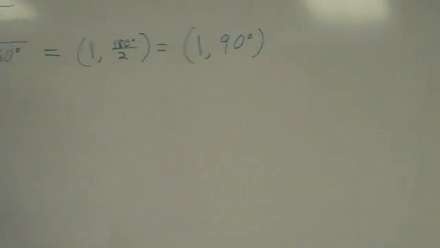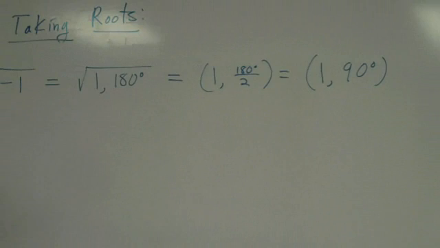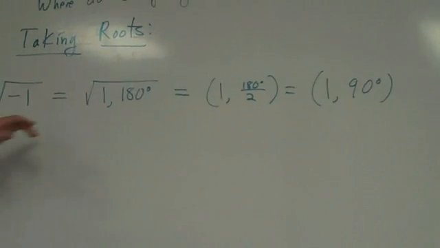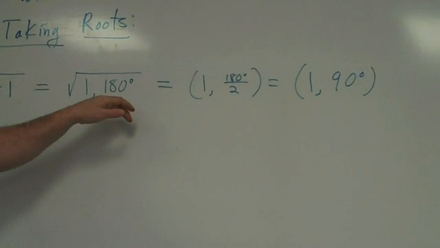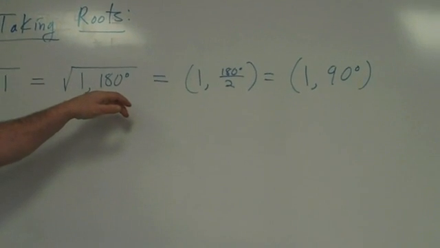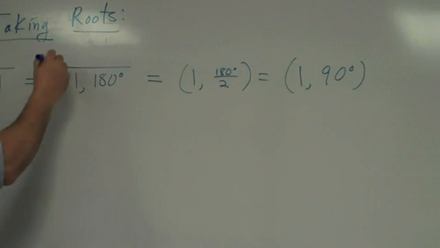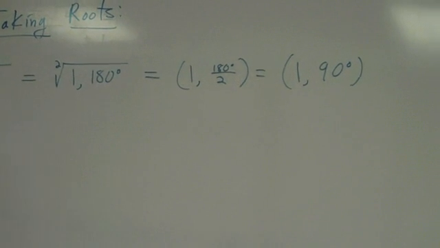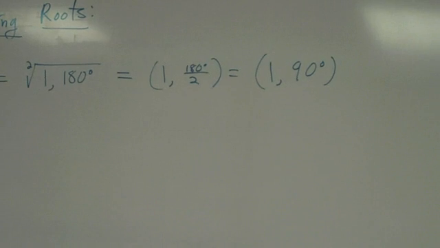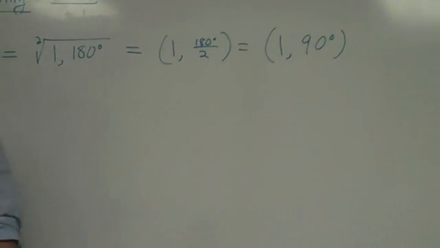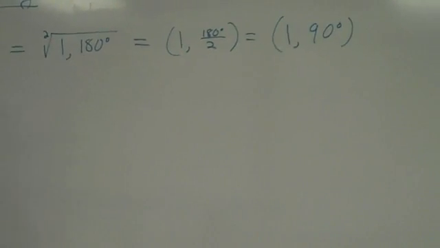Why is it 2? Because the rule for roots is you take the positive root of the number and you divide the angle by the root. It's the invisible 2 here that's in every square root. I was misspeaking. You take the root of the number, and divide the angle by the root.